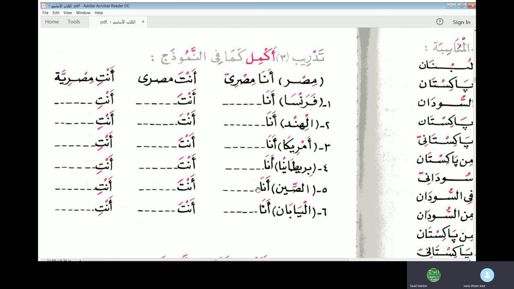You say Amrikiyun, if you really want to put in the vowels at the end. Ana Amrikiyun, Anta Amrikiyun, Anti Amrikiyatun. أنا بريطاني, I am British.